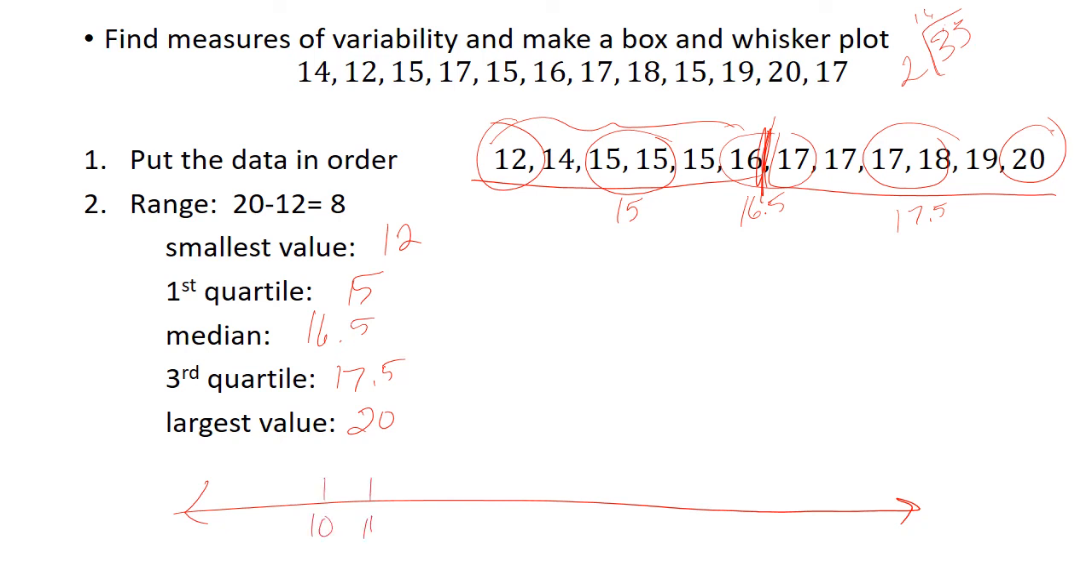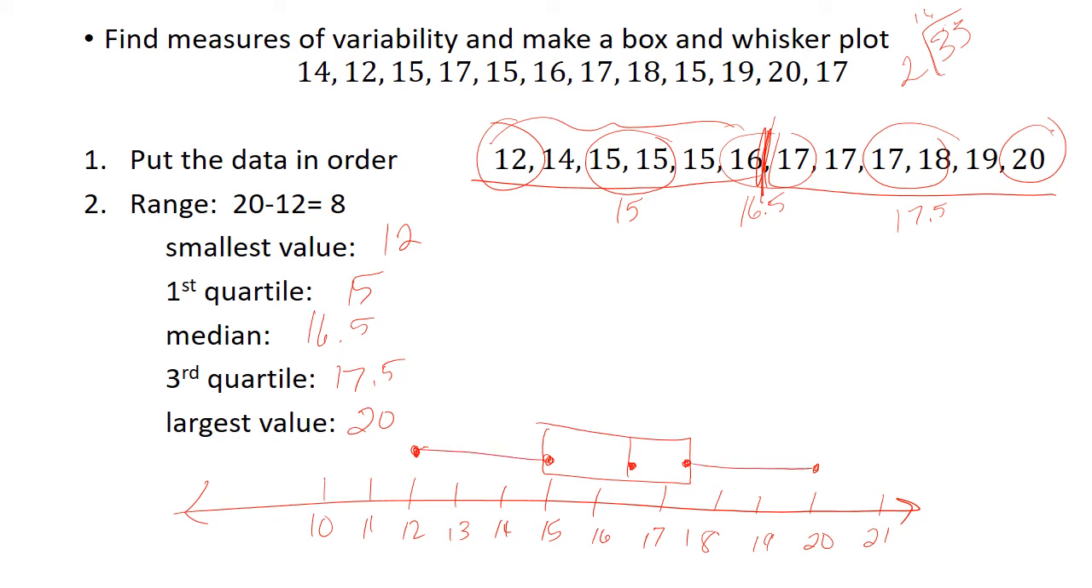10, 11, 12, 13, 14. Right, so I'm going to plot my 12, 15, 16 and a half, 17 and a half, and 20. Draw a box around my inner 3. Connect those with a straight line, and there's our box and whisker plot.